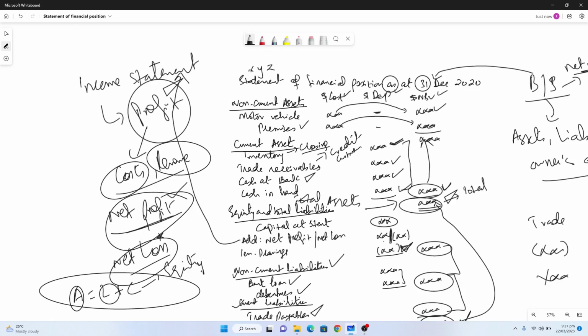Motor vehicles, the cost. There are three columns: cost, depreciation, and the last column is net book value. In this question, for simplicity, I have assumed that there is no depreciation, so that I could explain the format to you.